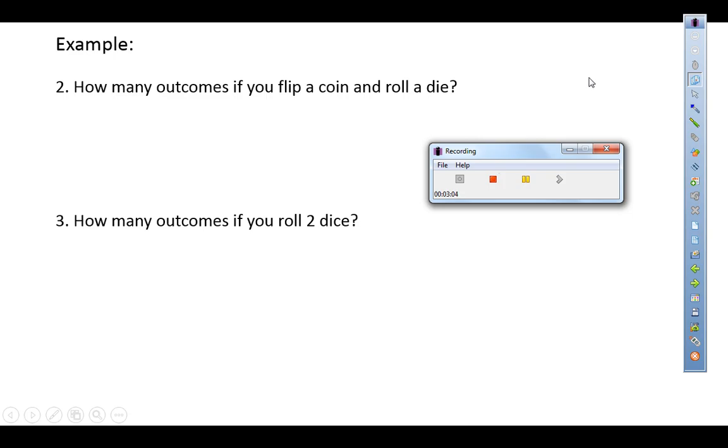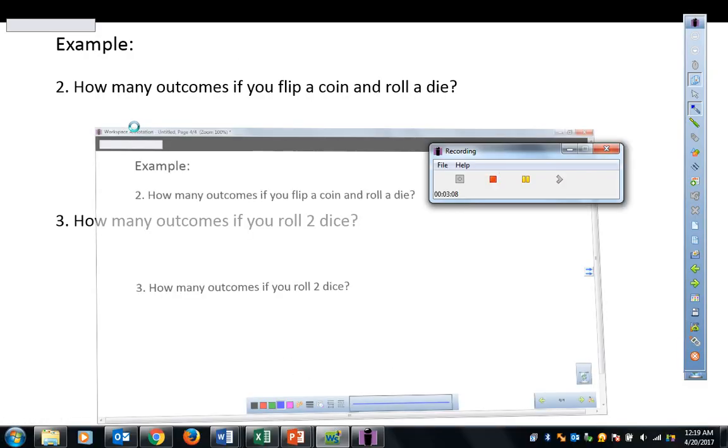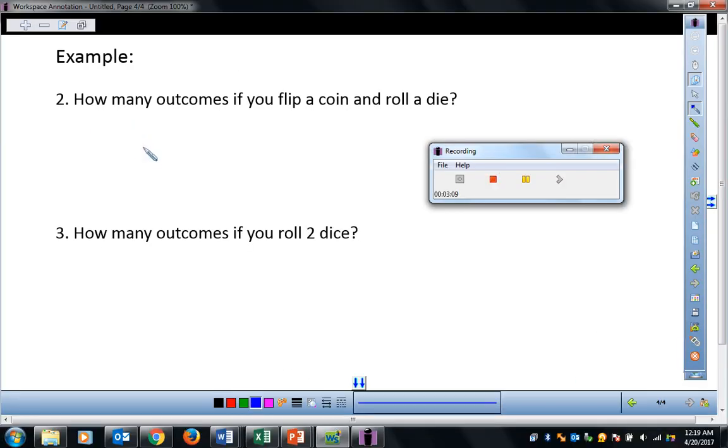So another example of those, how many outcomes if you flip a coin and roll a die. If you flip a coin, your possible outcomes are heads or tails. So you have 2. When you roll a die, you have 6 outcomes. So 2 times 6, you have 12 possible outcomes. If you roll 2 dice, you have 6 outcomes with the first, times 6 outcomes with the second, for a total of 36 outcomes for 2 dice.